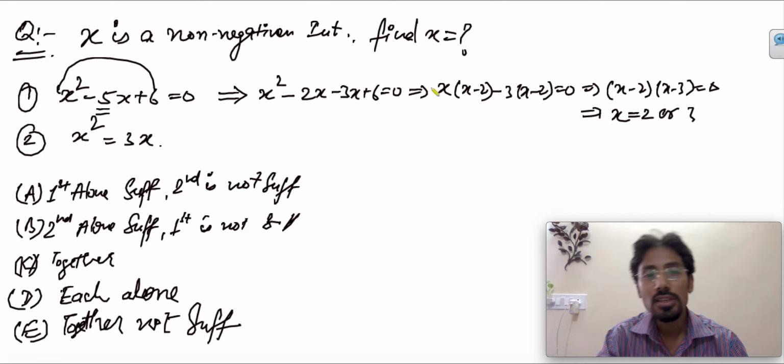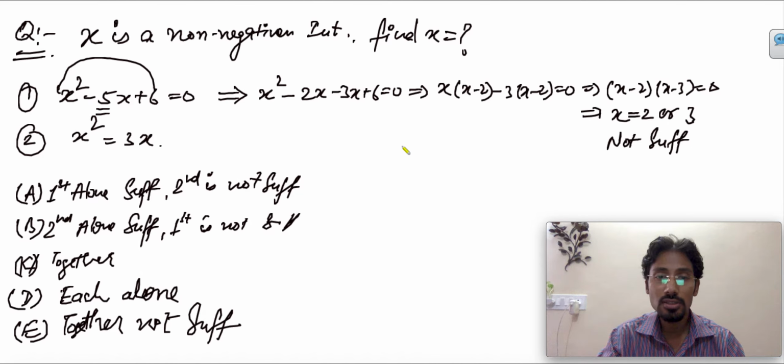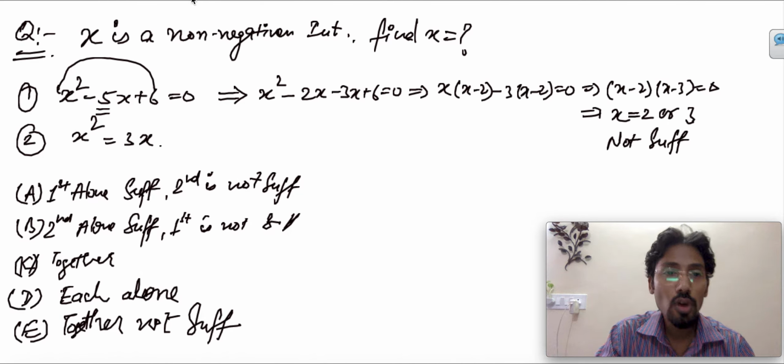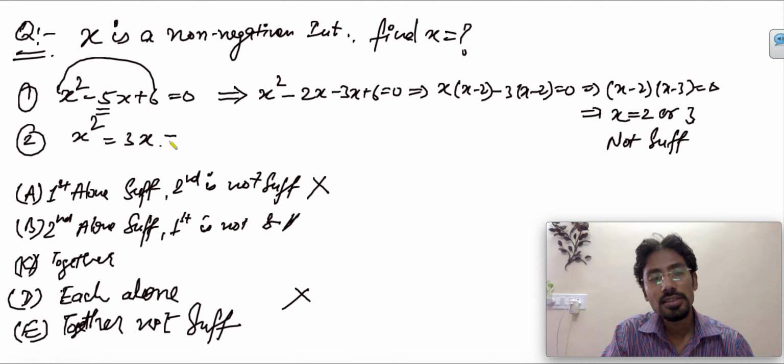Now this question is asking the value of x, and 2 and 3 both are the values of x. So we are not sure which value we should answer to the question. So we say that the first statement alone is not sufficient because it does not answer uniquely to the question. The moment we say the first statement alone is not sufficient, we can eliminate option A and option D. Now, let's look at the second statement.